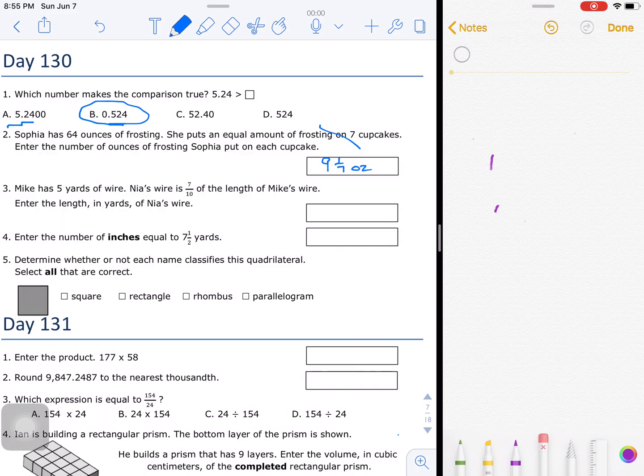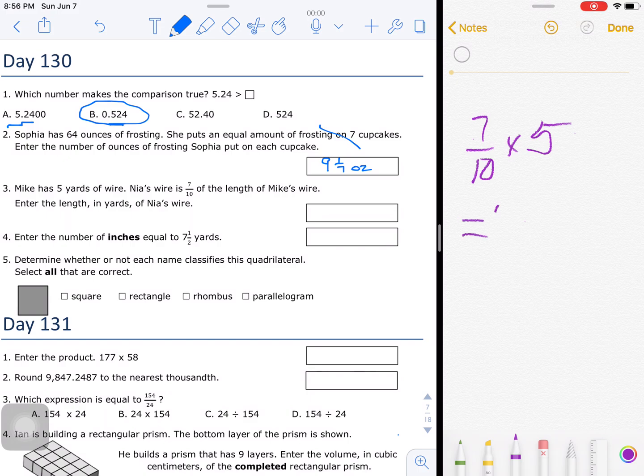Okay. Number 3, Mike has 5 yards of wire. Nina has 7/10 of the length of Mike's wire. Enter the length in yards of Nina's wire. So, Mike has 5 yards and Nina has 7/10 of Mike's length of wire. 7/10 of 5.